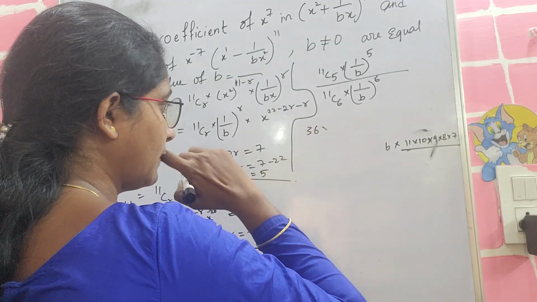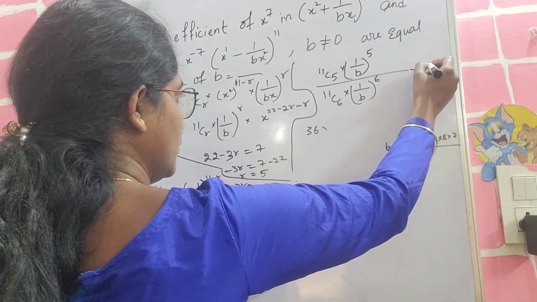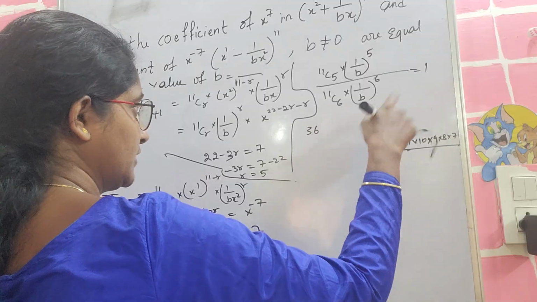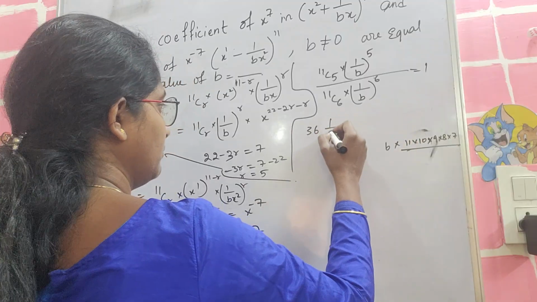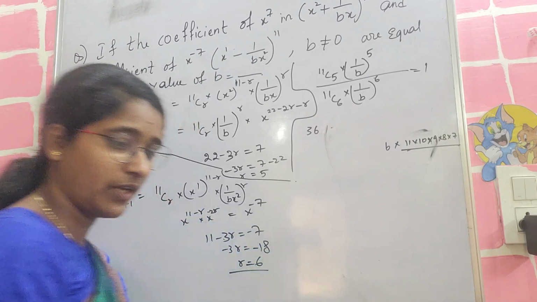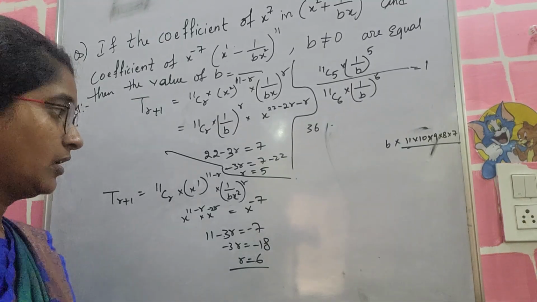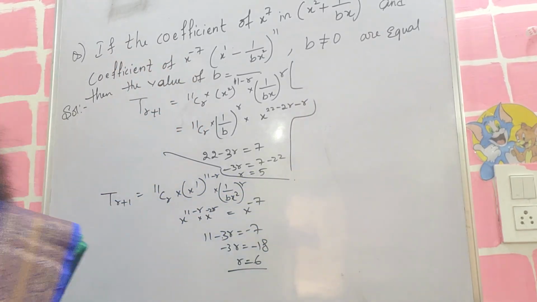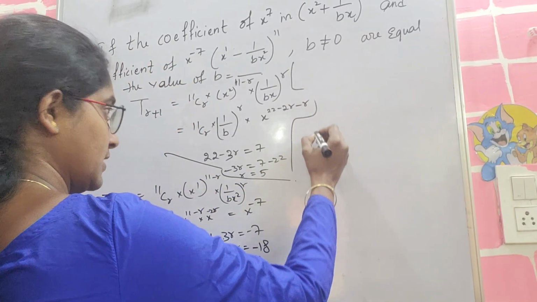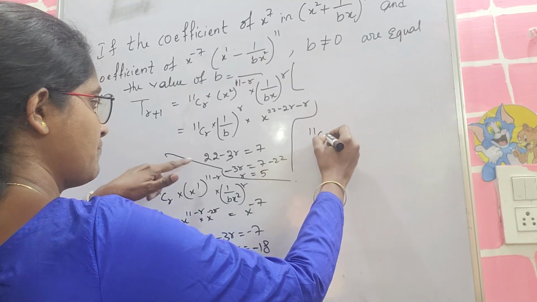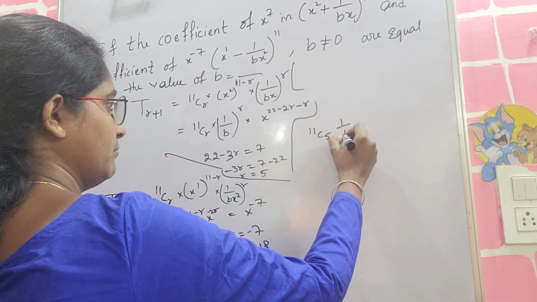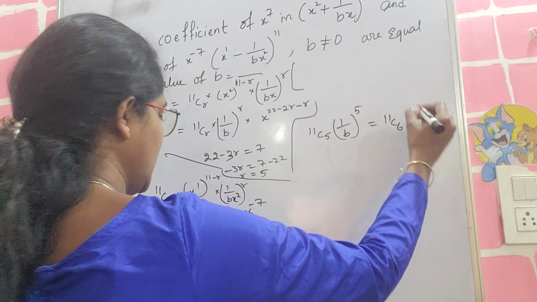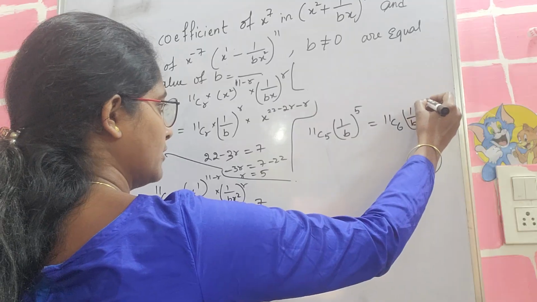36 is equal to, if it is equal to 1, then if I send that to the other side, 1 by b cancels, so b is equal to, finally the answer is, I don't know why I'm taking this much time. The middle terms will both be equal, right? So the middle terms: this both is 11C5 (1 by b) whole power of 5 equals 11C6 (1 by b) whole power of 5, 6 here.